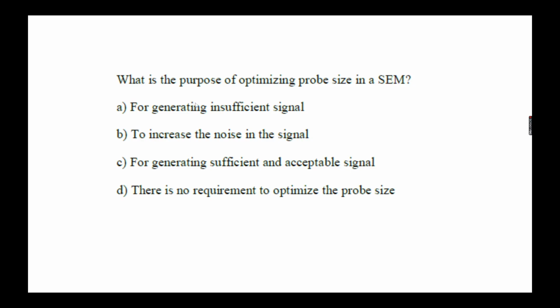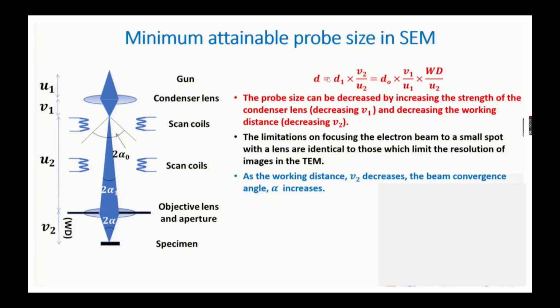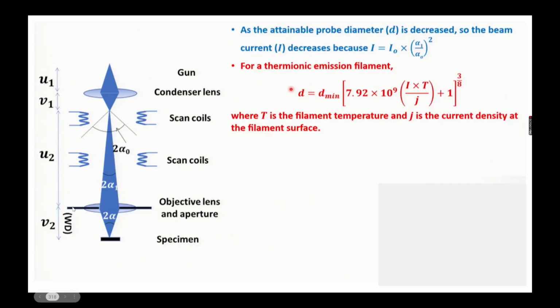It should not generate insufficient signal, and should not increase the noise in the signal. That's why all this has been given, showing how we can optimize it. Please see this lecture also. You can get a very clear idea regarding how we can get the probe size by varying the working distance, which is given by V2. D is your probe size. How is it related to U2 and V2? Here these are U1, V1, U2, V2. Please see this, maybe you can get another question where it is correlated with some other parameter.